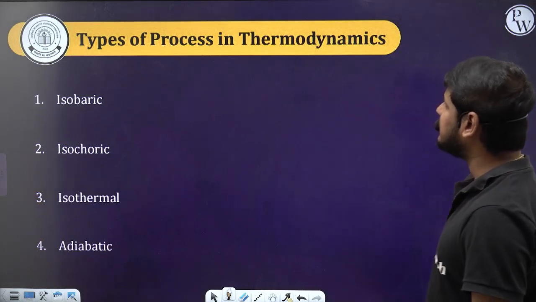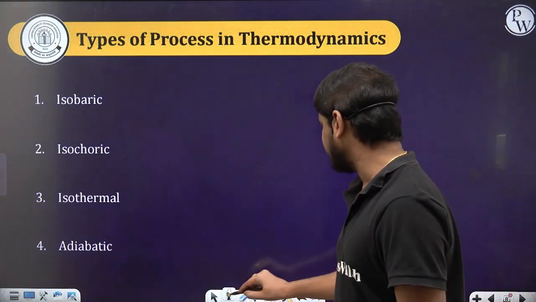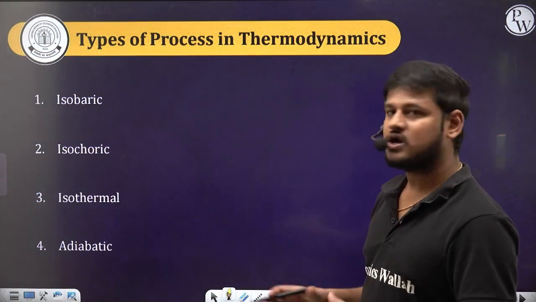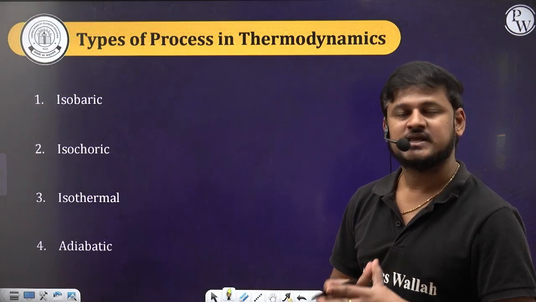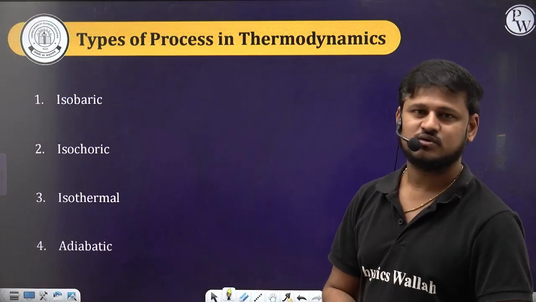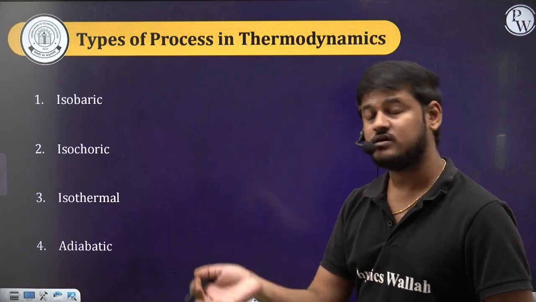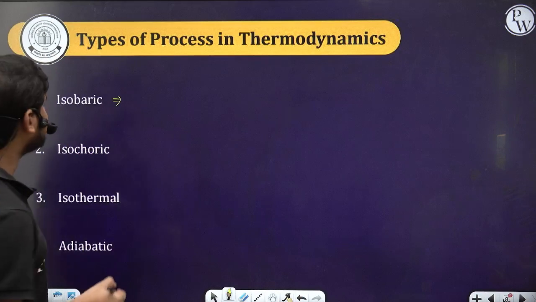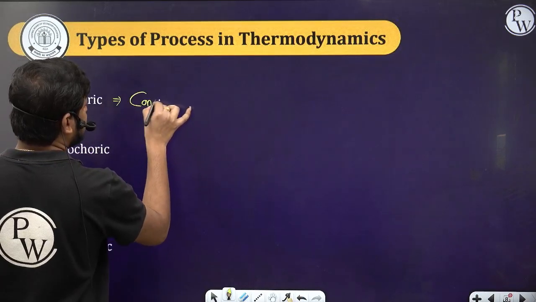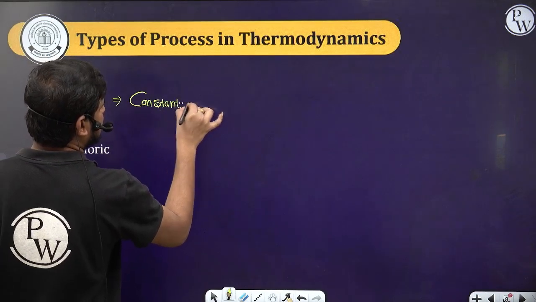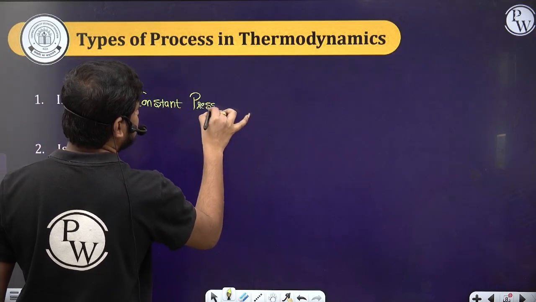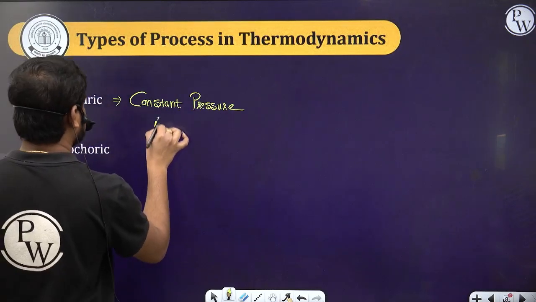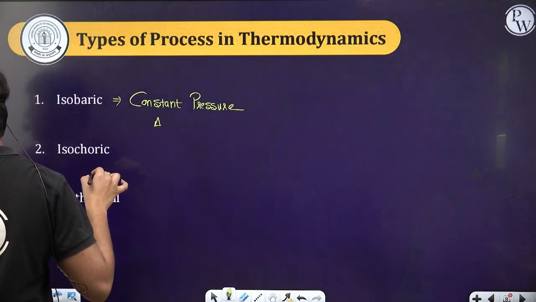So we have different types of processes in thermodynamics. Hope you have already studied this in chemistry, but here are the key points that you have to remember, and how the questions will be framed. I am not going for any kind of derivations. So isobaric first. Isobaric means constant pressure, so there is no change in the pressure. That means delta P is 0.